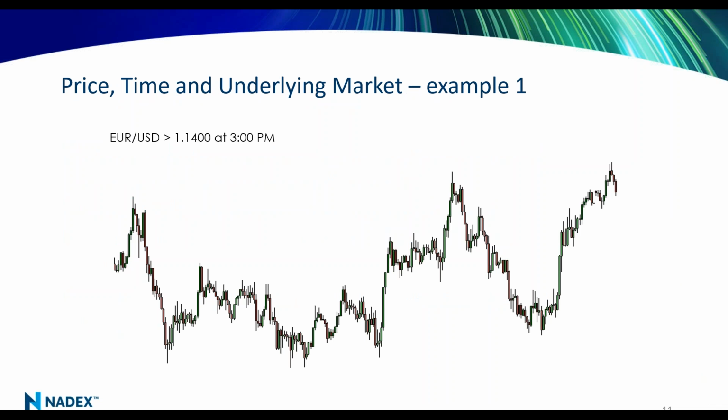Okay, so let's walk through. I'm going to go through 3 separate examples on a chart just so you can see. This is the high volatility chart. In this particular product, we're looking at the Euro US dollar being greater than 114 at 3 p.m. Will the Euro US dollar be greater than 114 at 3:30 p.m.?